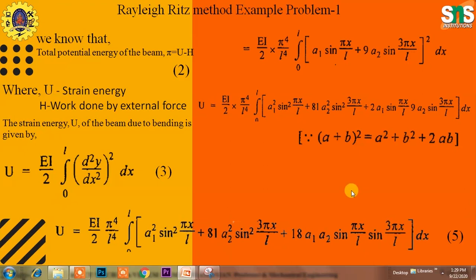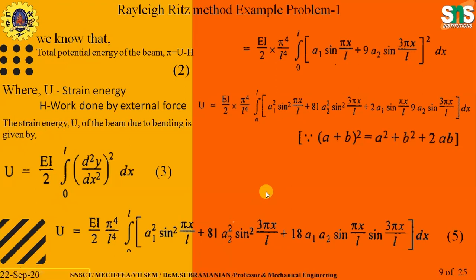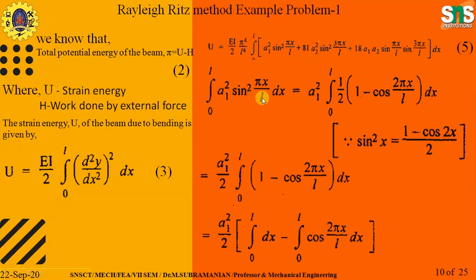So each of the three terms we have to calculate. After that, we have to determine the a1 and a2 parameters. The next step is to calculate the individual three terms by using the integral approach. So, integration from 0 to L of a1 squared sin squared (pi x divided by L) dx.